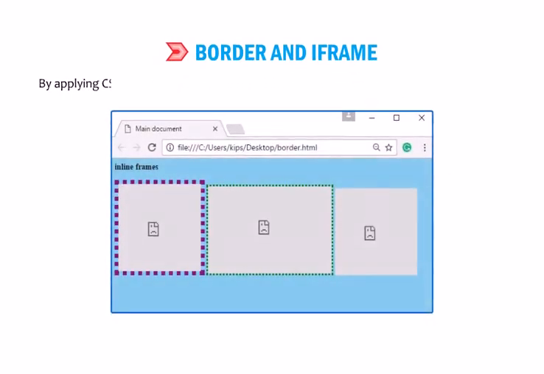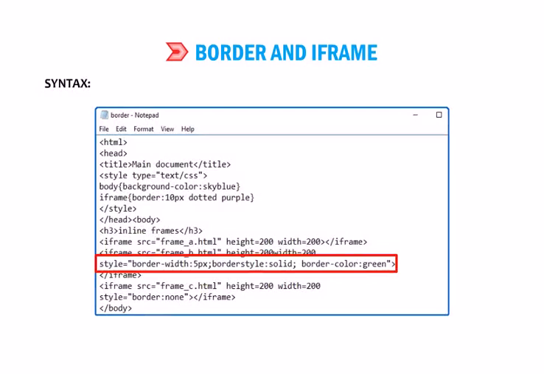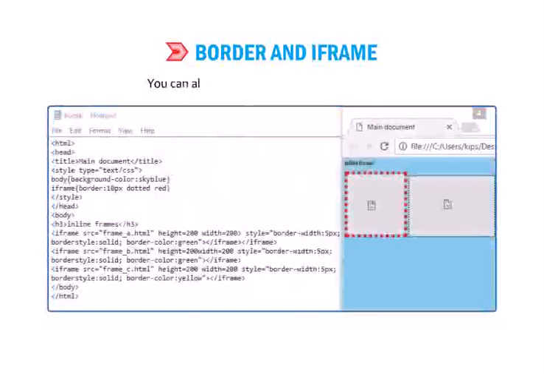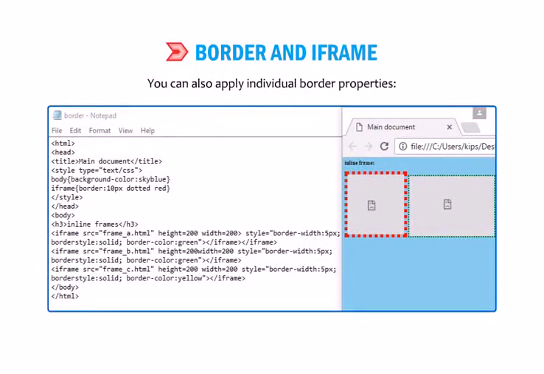By applying the CSS property border, you can display an inline frame with or without a border. Syntax: border, value for border width, or value for border style, or value for border color. You can also apply individual border properties.